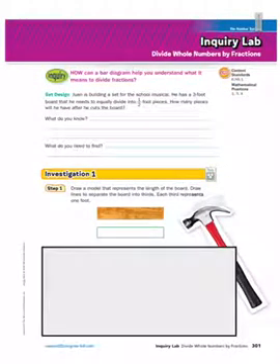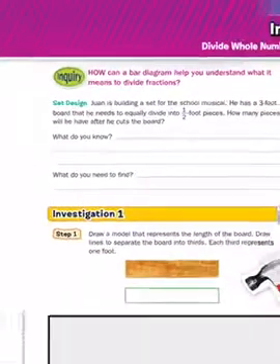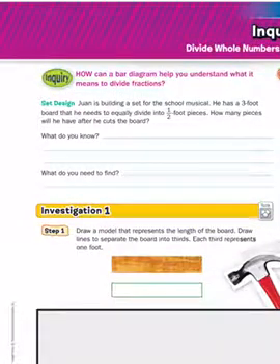All right, this is the video lesson for your inquiry lab on dividing whole numbers by fractions. So this is going to show you what actually happens when we divide fractions. First, let's start off with the problem on top, and we're going to circle what we know and underline what we need to find out.